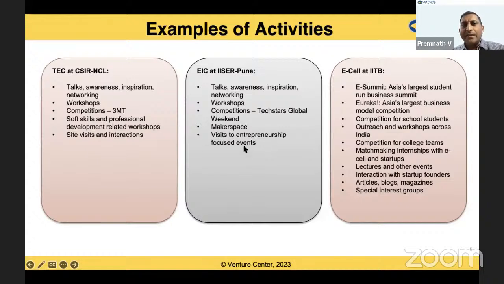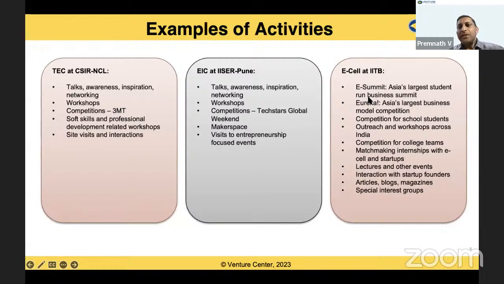On the other hand, the EIC at ICER has, of course, also looked at talks, awareness, inspiration, workshops, but they have also looked at certain competitions, participating in certain competitions, setting up certain competitions. And interestingly, they wanted to also look at building a maker space. At that time, ICER did not have its own maker space, and the student group decided to do it themselves. And they've also focused on visits to entrepreneurship focused events, which I think even TEC has done.